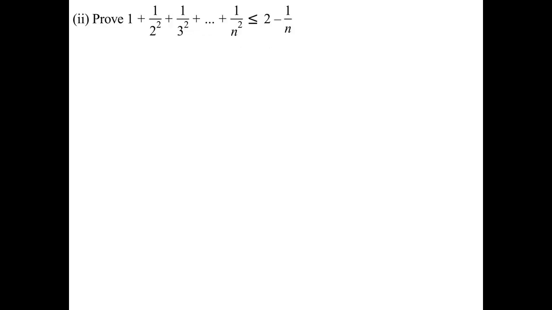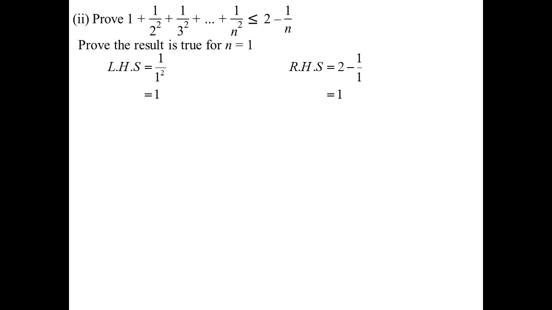We're going to prove this series type. It's 1 plus 1 on 2 squared plus 1 on 3 squared and so on is always less than or equal to 2 minus 1 on n. Didn't write it there, but for all positive integers. Prove the result's true for n equals 1. Left hand side we get 1. Right hand side we get 1. Well, 1 is less than or equal to 1. I mean, it's equal to, but that means it's less than or equal to. We got one of those, so yeah, that's okay.